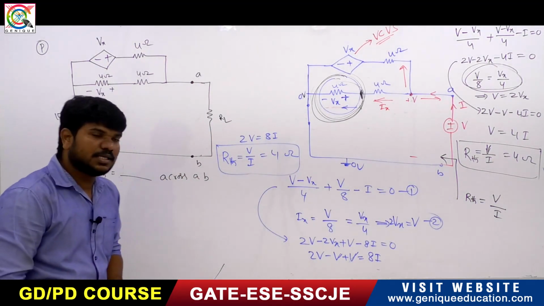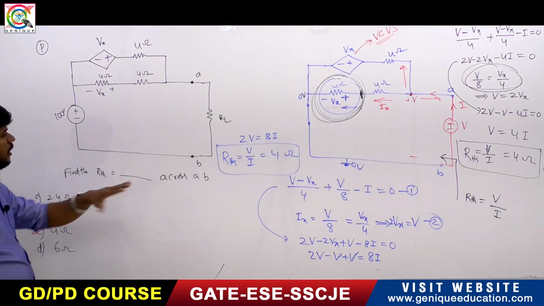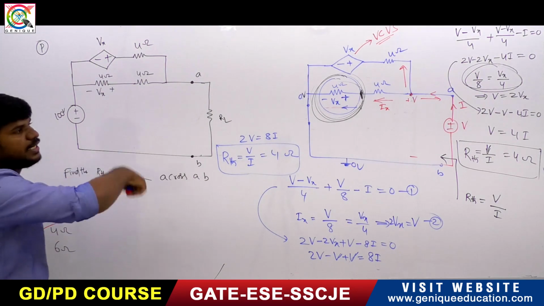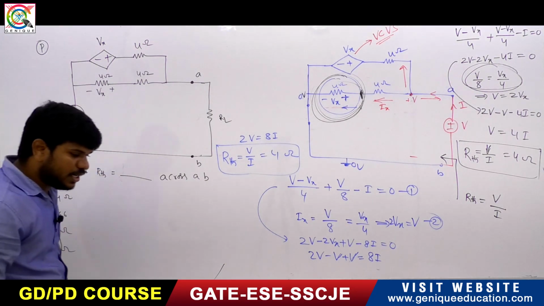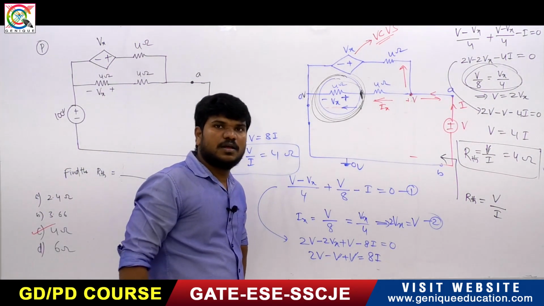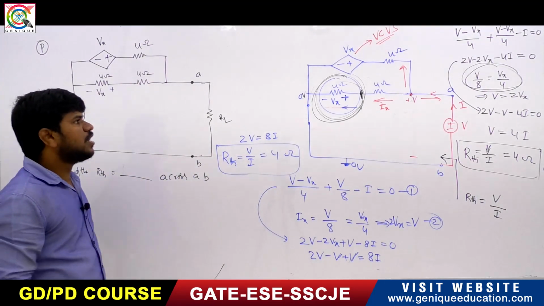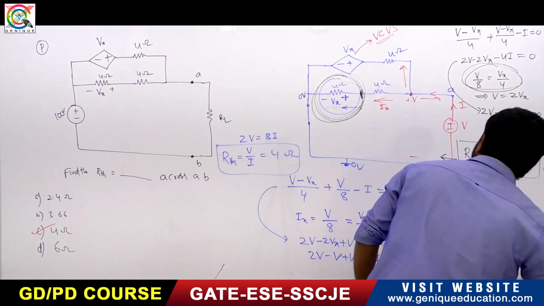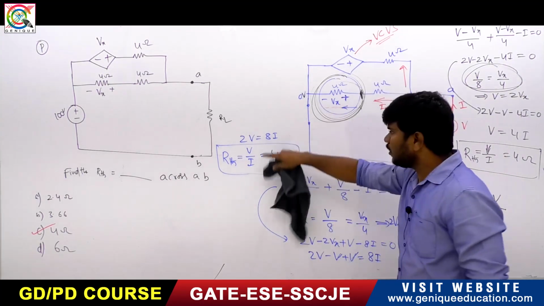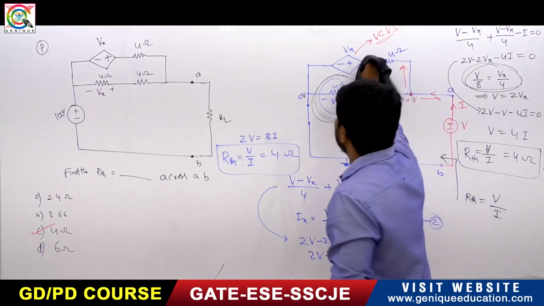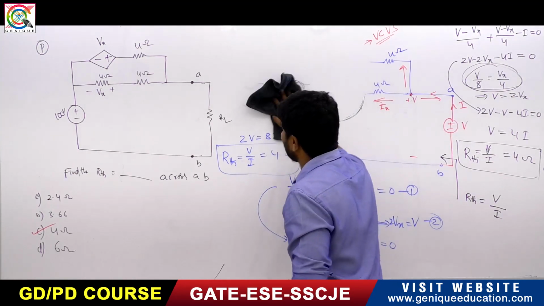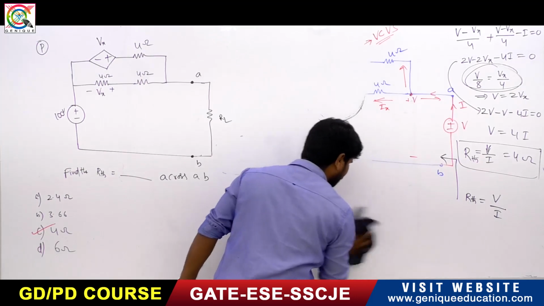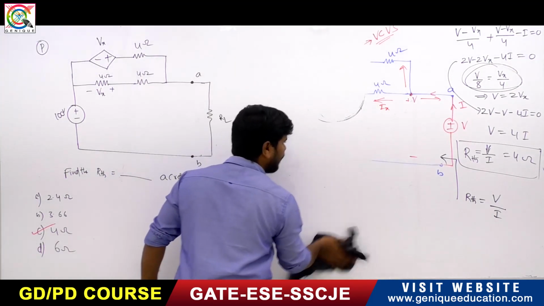Now we found RTH. Suppose if I want to find VTH, the Thevenin equivalent voltage, how can you solve? Suppose you want to find the Thevenin equivalent voltage, how can you solve? So we found the RTH. So to find the Thevenin equivalent voltage, how will you proceed?